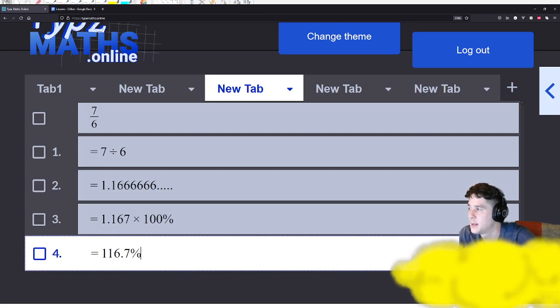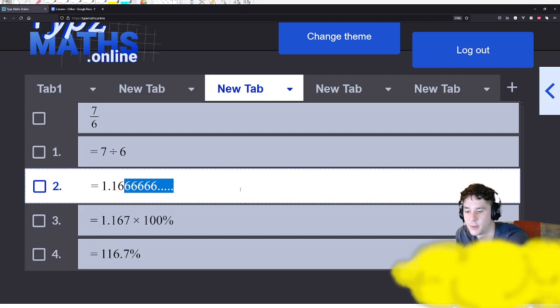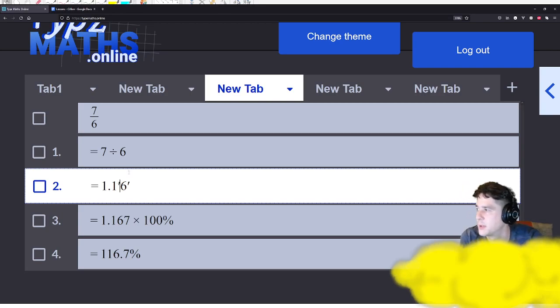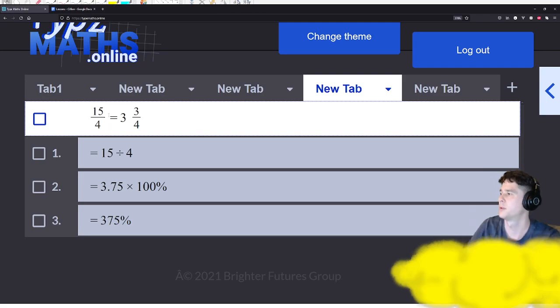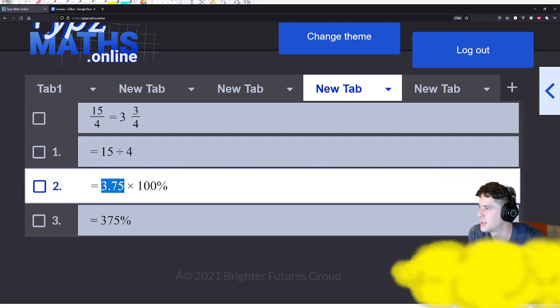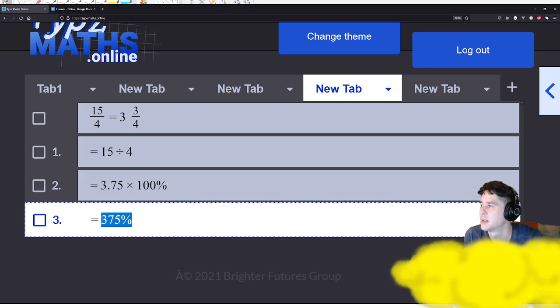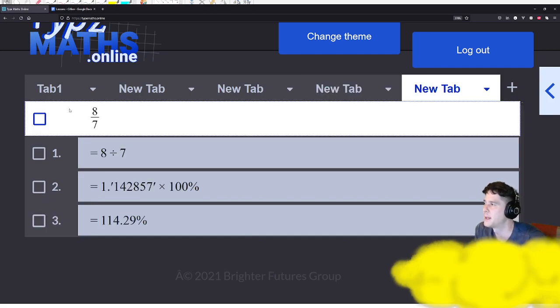Okay, and it had a repeating number, so maybe I can write the repeating number like that. You know, that dash, I'll put it around the 6, so it basically says the 6 is what's repeating. If you remember, the proper way to do the notation is just to put a single dot above the 6. And then this one, again, was an improper fraction. So 15 over 4 is actually equal to 3 3/4. So it makes sense that we got 3.75, and then that's 375%. And then finally, 8 over 7.